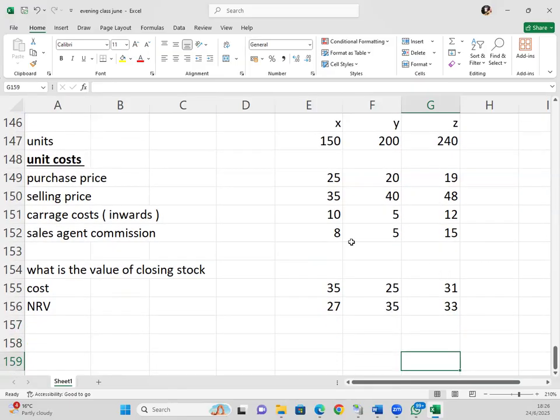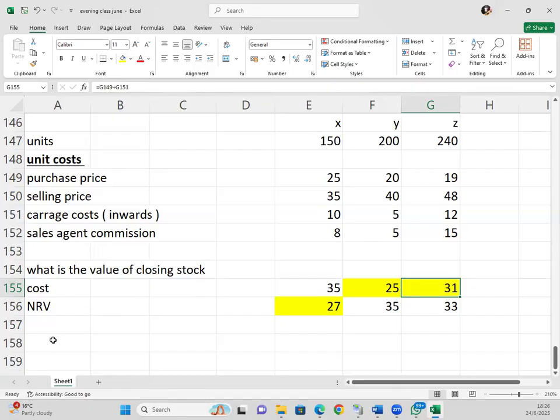So now we have the cost and the net realizable value. What is the rule? The rule is we value inventory at the lower of cost and net realizable value. So you compare these two. Which one is the lower? You take the lower, which is 27. You compare cost and net realizable value, and you take the lower. 25 and 35, the lower is 25. You come here, you compare 31 and 33, the lower is 31.